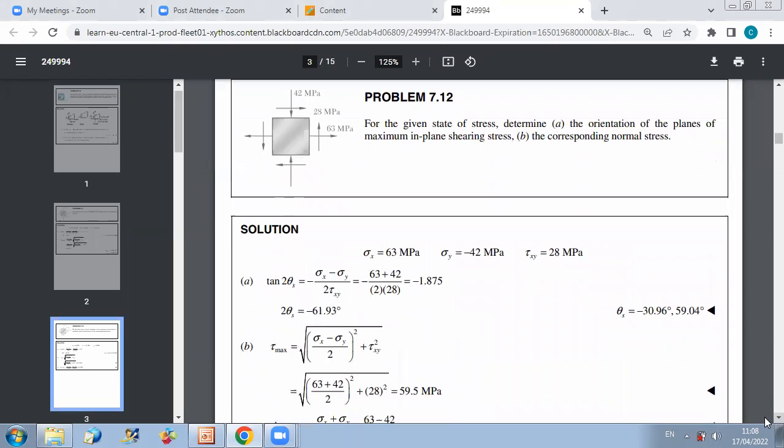Another problem, for the given state of stress, determine the orientation of maximum in-plane shearing stress and the corresponding normal stress. Okay, so also here, it's practice for how to determine the maximum shear stress. The first step will be to determine the values of sigma x, sigma y, and tau xy. So again, we go back to the figure. From this figure, along x we have tensile stresses. So sigma x is plus 63.